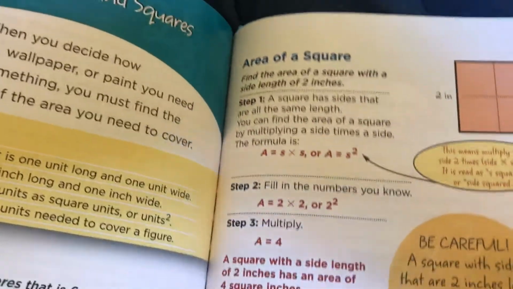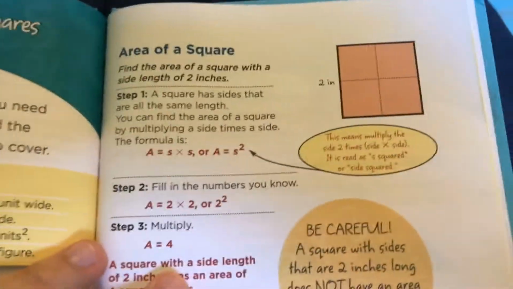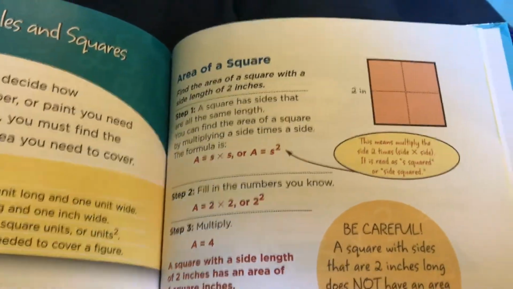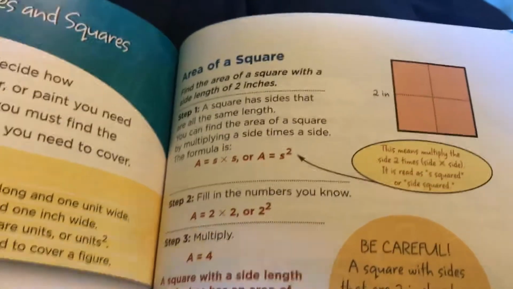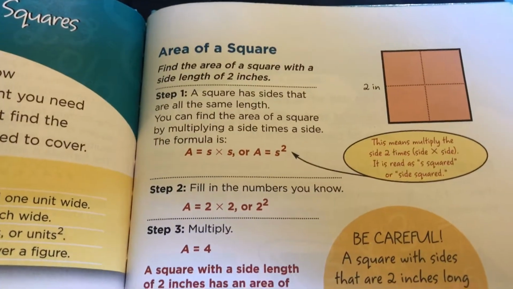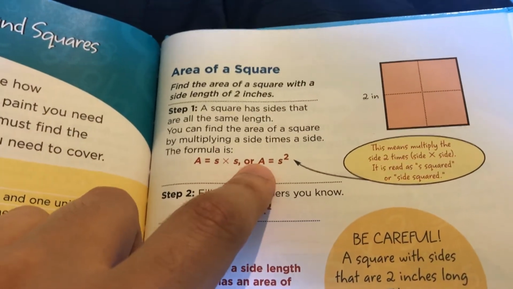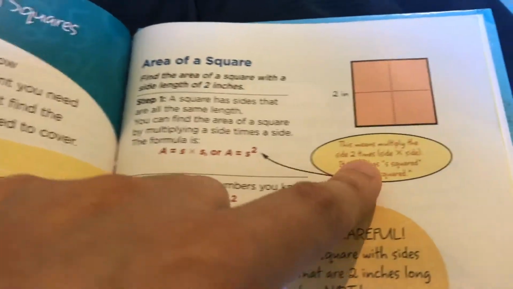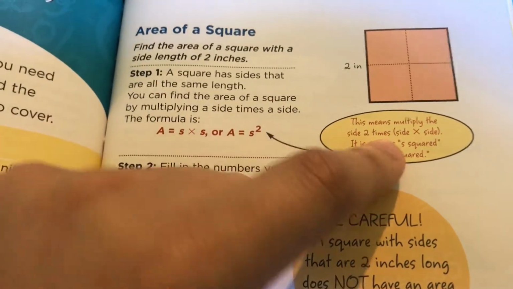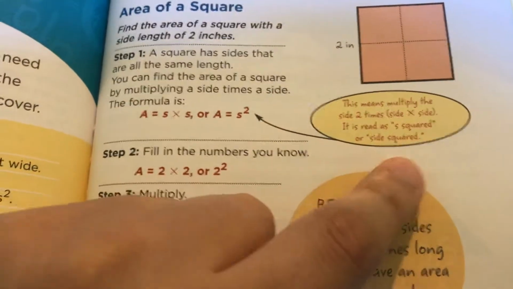Okay. Area of a square. Find the area of a square with a side length of 2 inches. Step 1: a square has sides that are all the same length. You can find the area of a square by multiplying a side times a side. The formula is S times S, or area equals S squared. This means multiply side times side. It reads as S squared, or side squared.